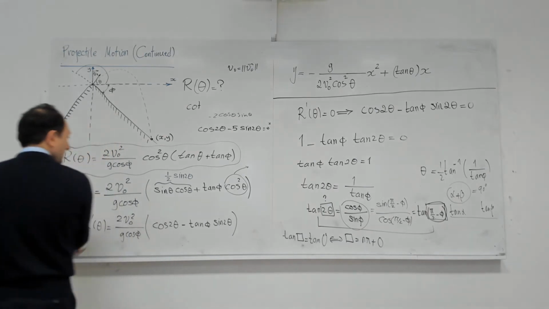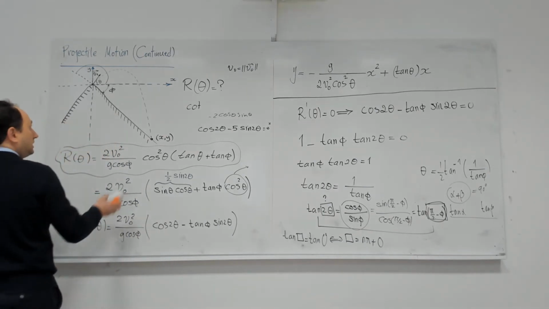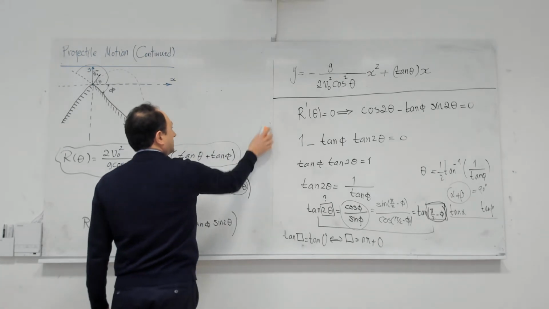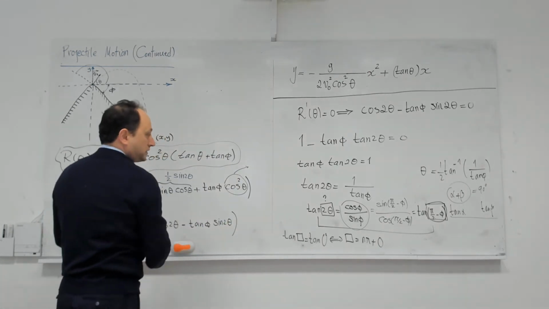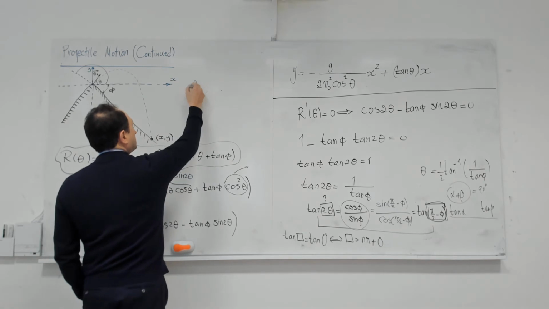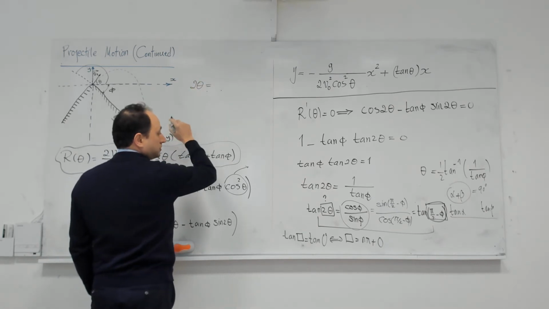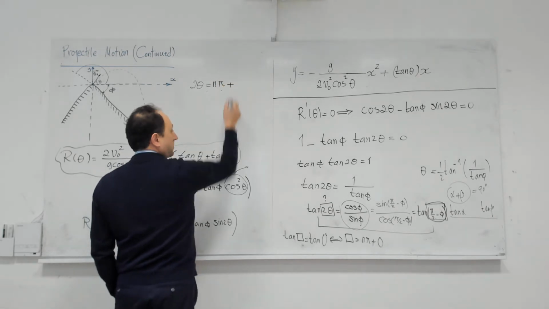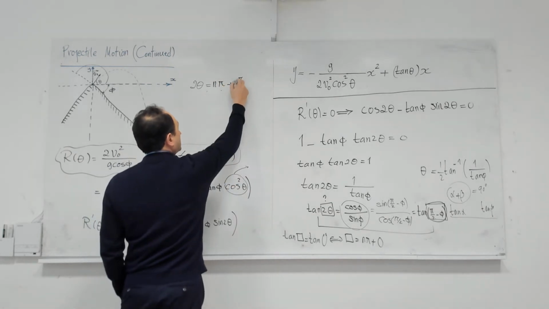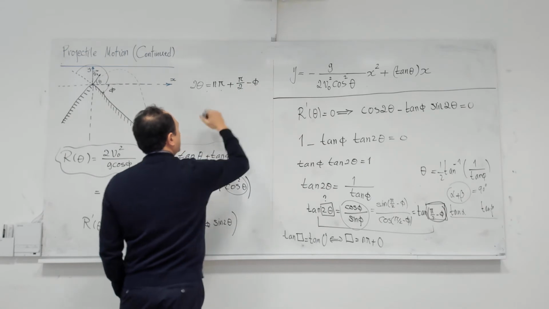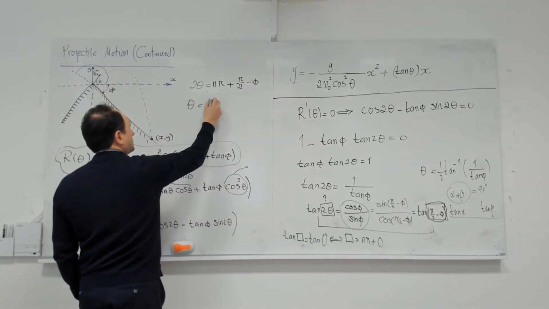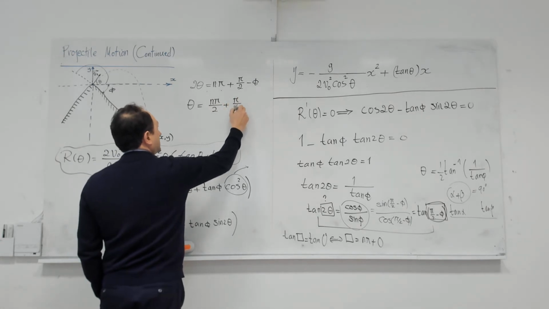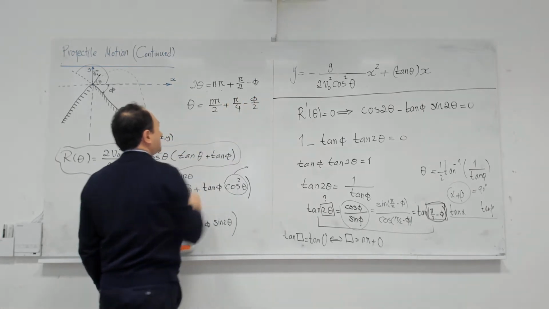Okay, so let me clean this one now. I might need something here. So what happens here? 2 theta is equal to n pi, where n is an integer, plus pi over 2 minus phi. And I divide by 2, so this becomes n pi over 2 plus pi over 4 minus phi over 2.